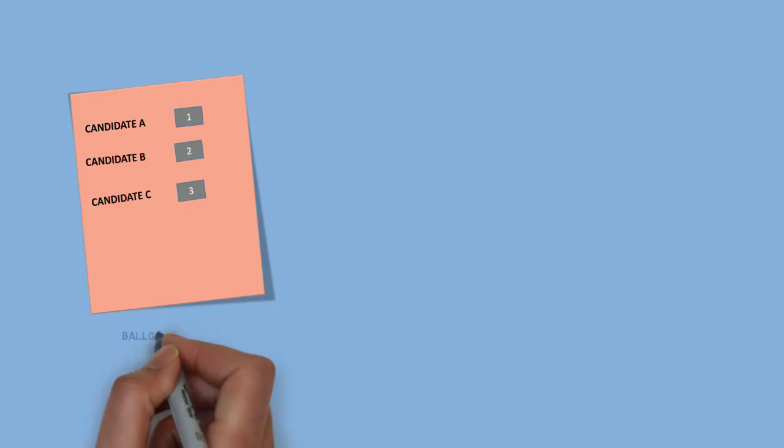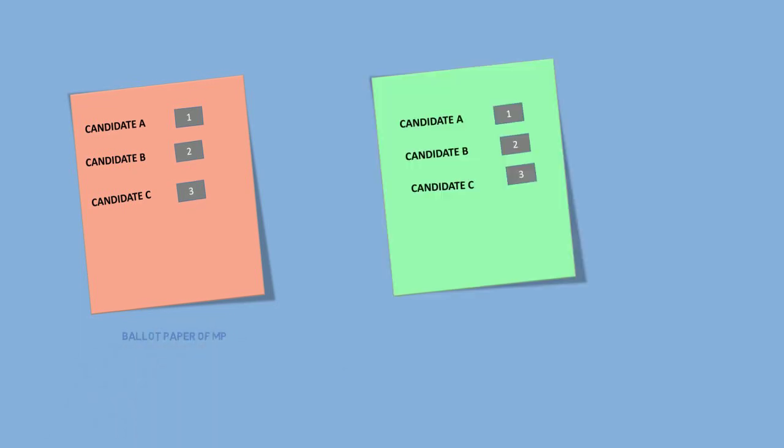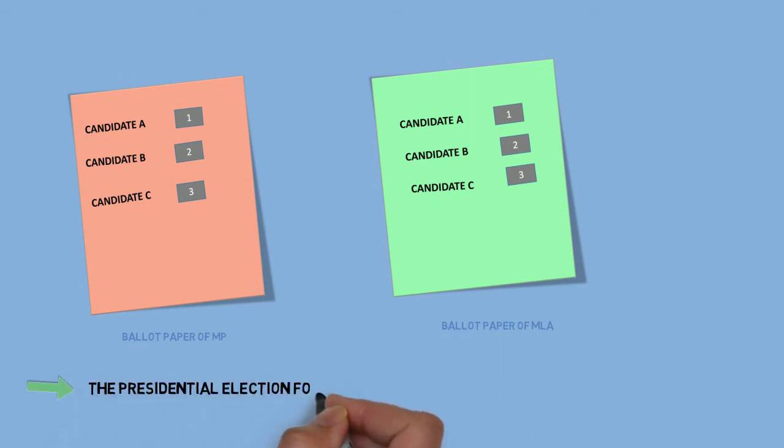On the election day, each MP will be provided with a pink ballot paper and each MLA with a green ballot paper. These ballot papers will contain 2 columns. The first column will contain the names of all the candidates. Next to it will be boxes where the electors will mention the preference for each candidate. For example, if candidate A is the first preference for an elector, then he will put 1 against his name. The presidential election follows the single transferable voting system.